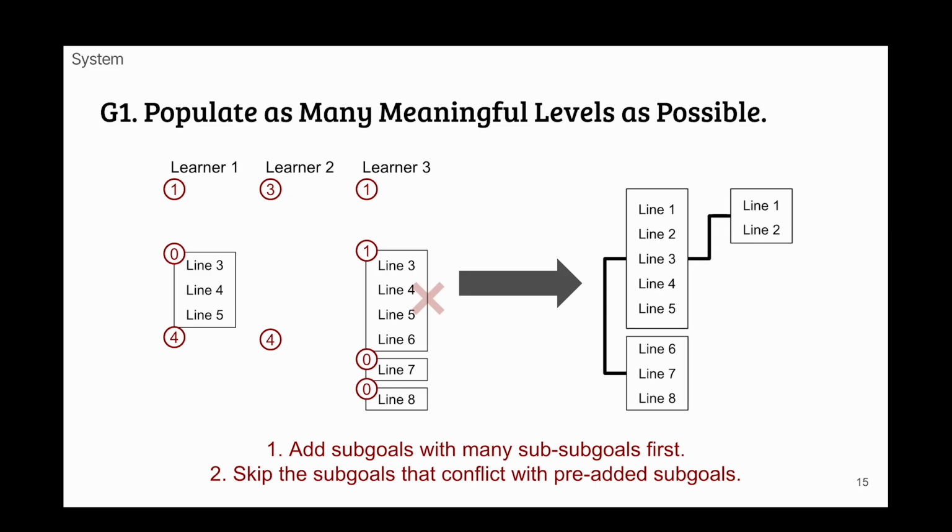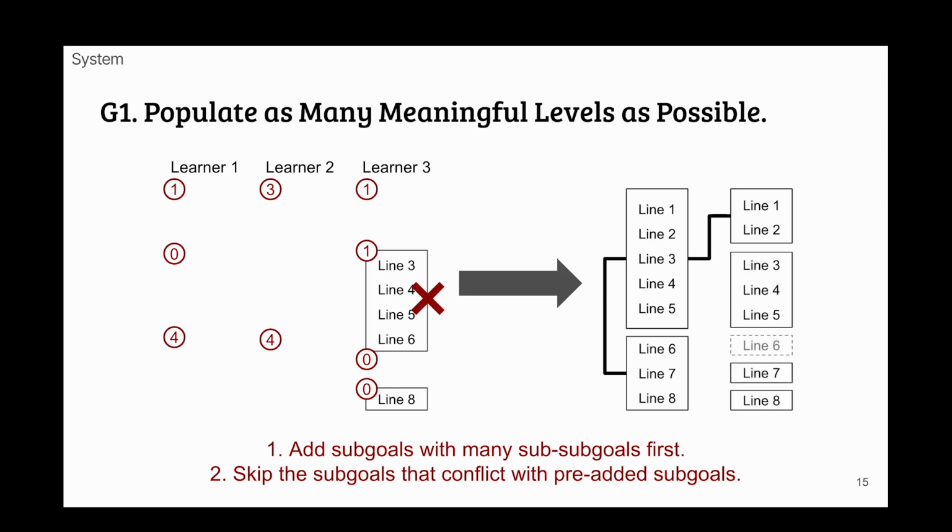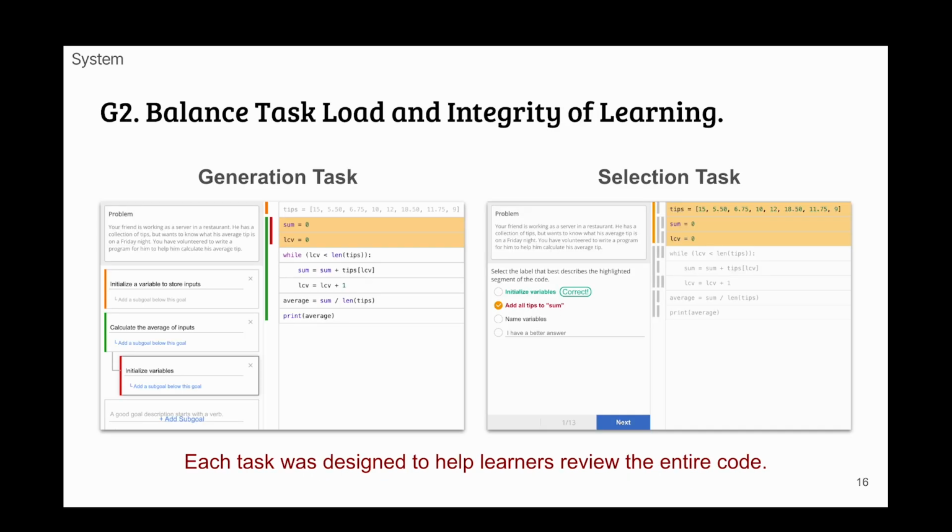There could be a conflict when adding a subgoal to an existing hierarchy when code groups partially overlap. By prioritizing subgoals with more sub-subgoals, the algorithm populates subgoals at multiple levels. To balance the task load and integrity of learning, we divided the hierarchy generation task into 2 microtasks.